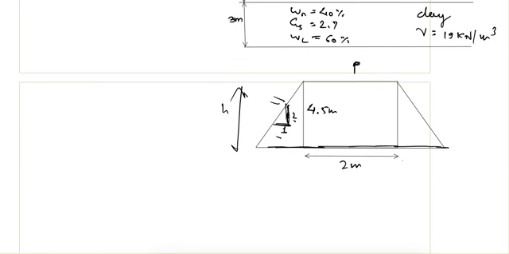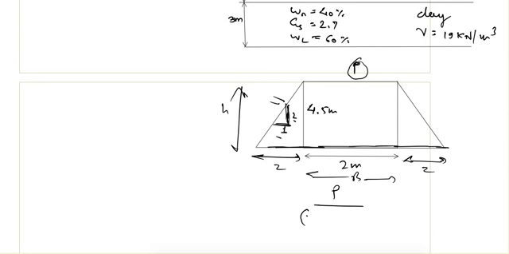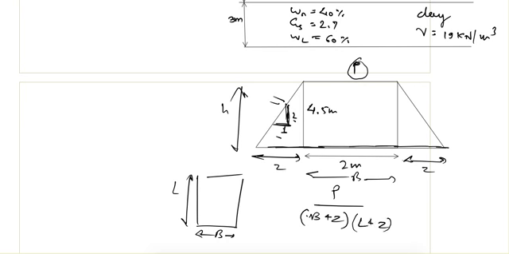So from here, at this level, if this increased length is Z, this stress can be given as P by, if P is the load at top level, so below it will be, if this is B, then B plus Z, and in the other direction, if it is this kind of footing, this is B and this is L, so it will be L plus Z. So by this we can find out the new stress at this level.